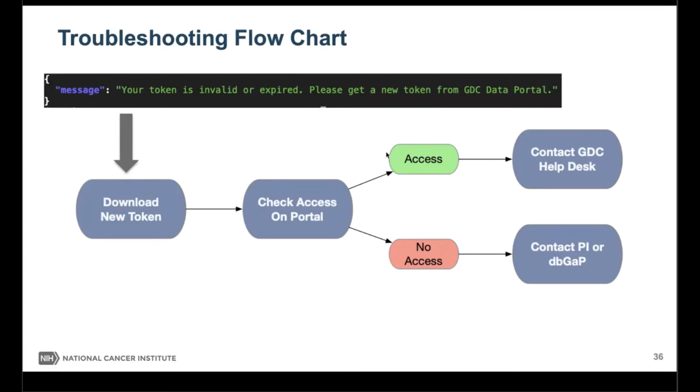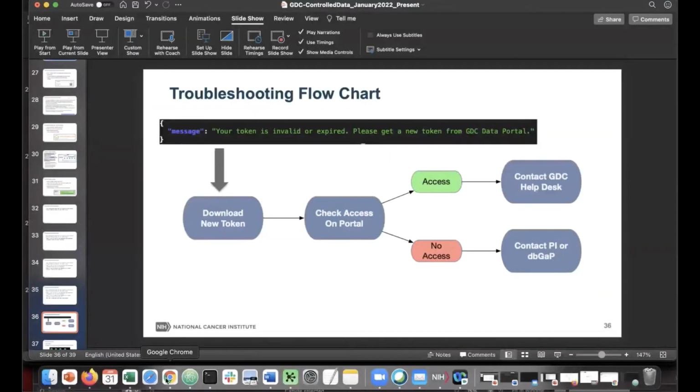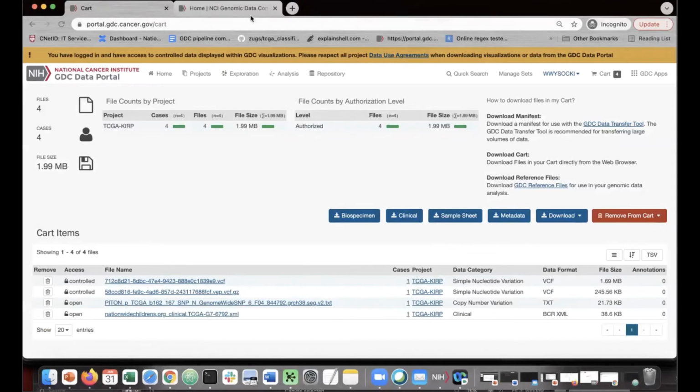Your first step: try downloading a new token if you can and see if that works. Sometimes that does the trick, other times it doesn't. So the next step is to check access on the portal. And when I say that, what I mean is, like I showed you before, I would go to the portal, go to my username up here, and click on user profile. Whatever you have access to in your user profile is what you have access to in the eyes of the GDC. So you will want to check that out, and specifically for the project you're trying to download from.